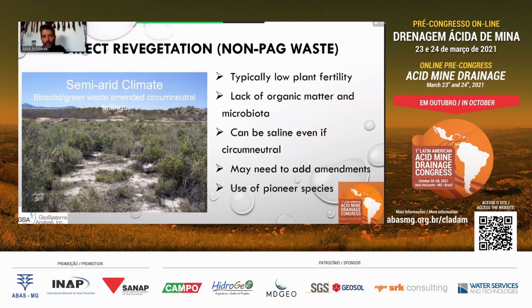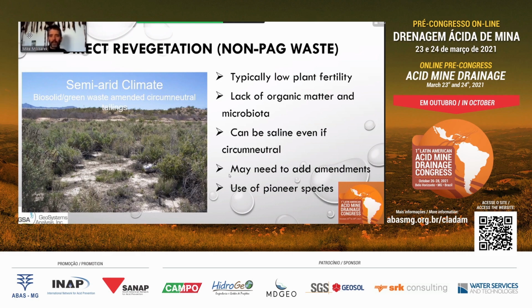Now, direct reclamation is not that easy for a number of reasons. Basically, there's typically low plant fertility. There's a lack of organic matter and microbiota. So these are not soils, and it may take quite some time to develop soil properties. As I discussed, they can be saline even if circumneutral.